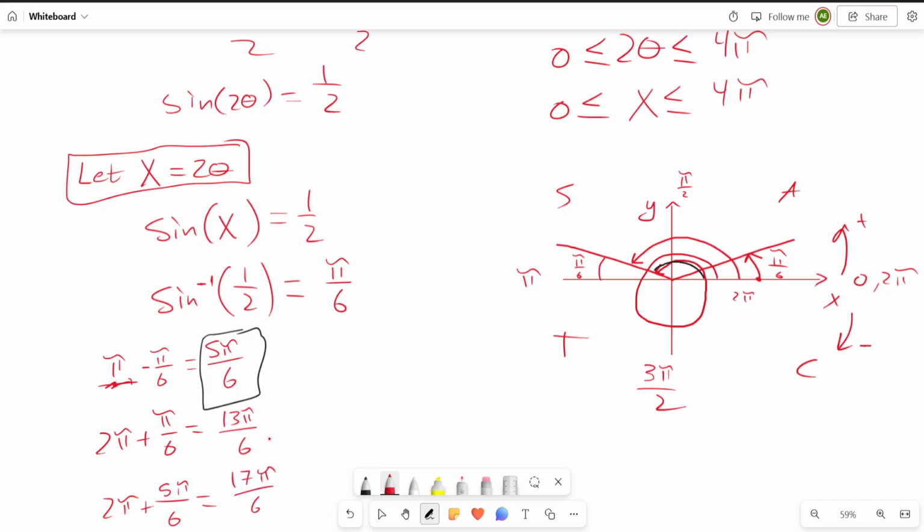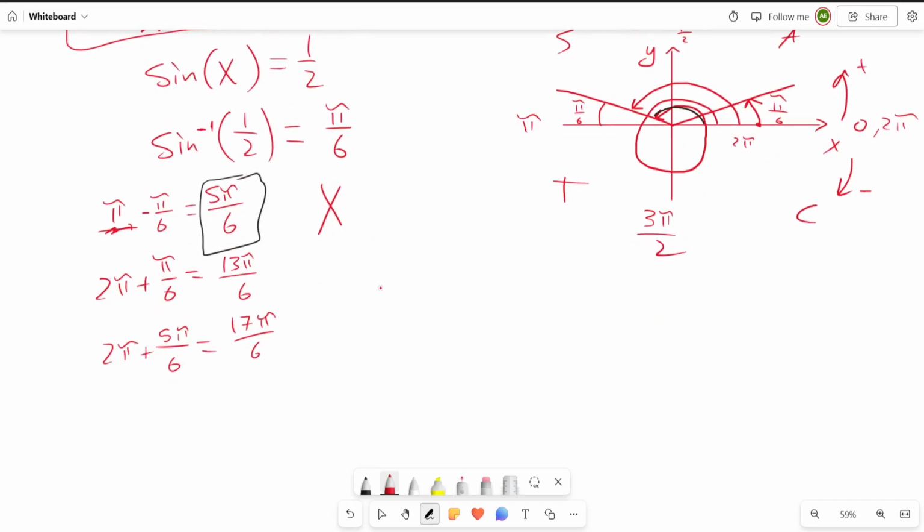Right. These are my angles. Am I done here? No, because these are the solutions for x. I want the solutions for theta. So let's write the solutions of x. We got x as pi over 6. We got x as 5 pi over 6.